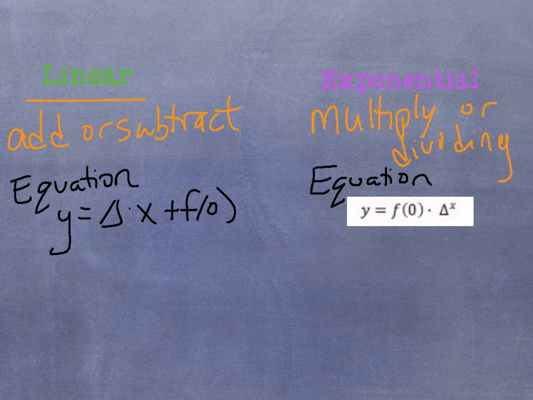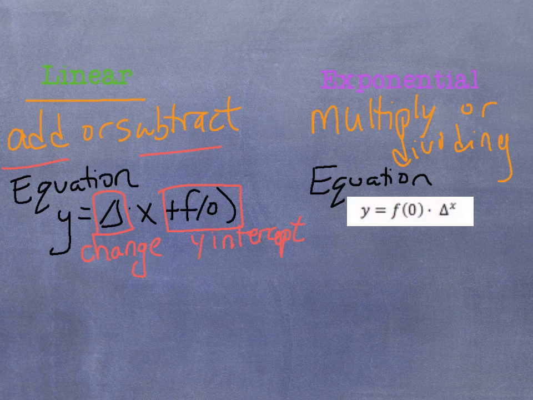So here's a reminder of what the equation looked like in a linear function. We learned that this little triangle guy, this delta, is what we call it, represents my change. And again, in a linear function, that's going to be adding or subtracting. And the f of 0 is going to be our starting value, in other words, the y-intercept.